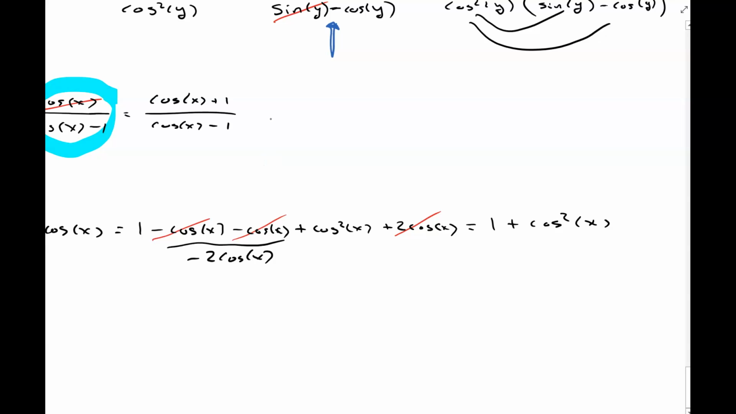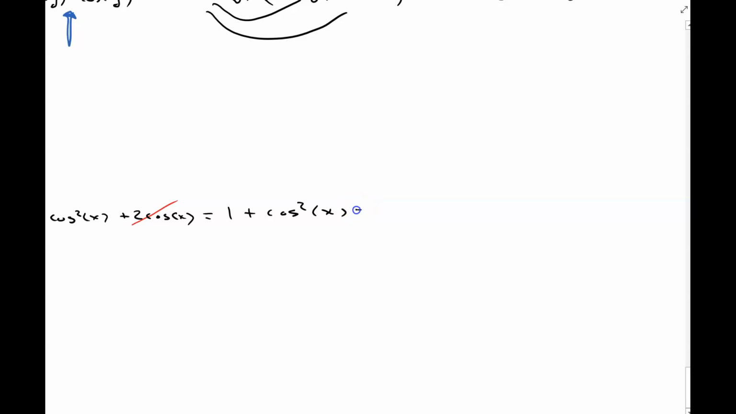That was number 2. We're not done yet because we wanted to write this all in terms of sines. We finally now have something we can write in terms of sines. Cosine squared is 1 minus sine squared. Wait, but isn't our answer right now 1 minus cosine squared? No, it's 1 plus cosine squared.